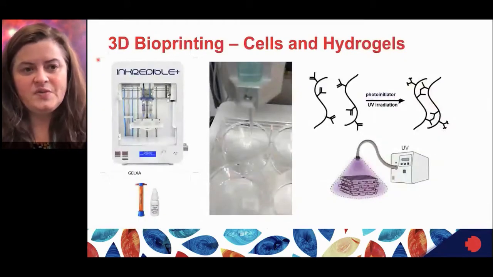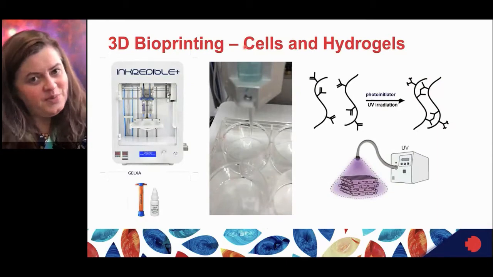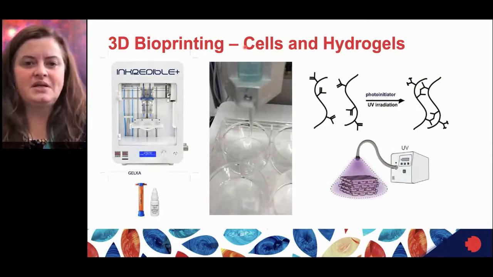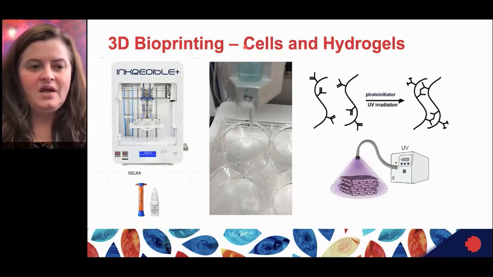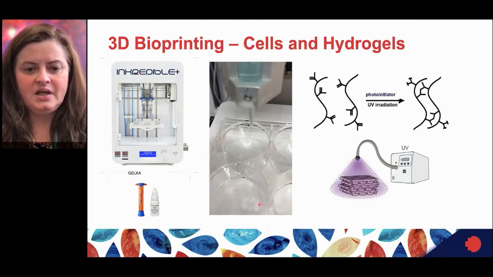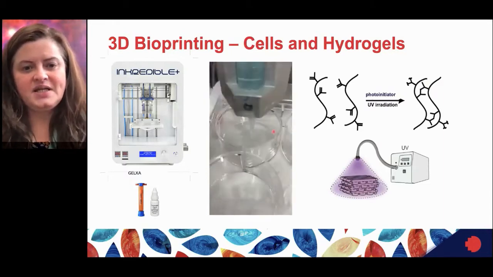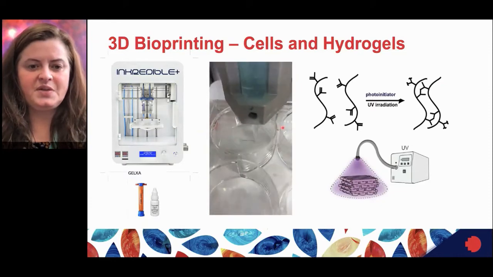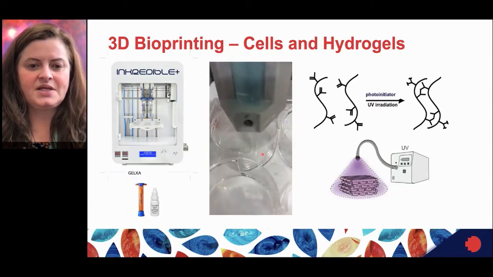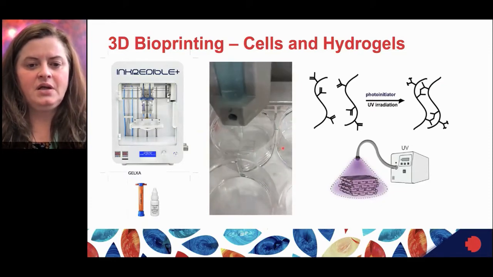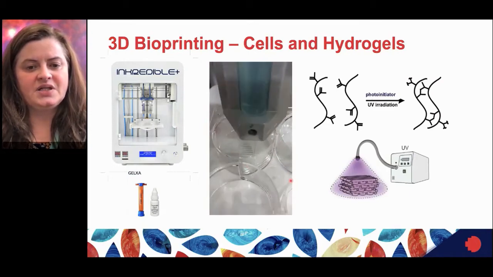So as I mentioned before, you can directly print cells using hydrogels. This is a basic printer that we've got in our lab from CellInk, and you can see here, this is just an example of what the printing process looks like. This is essentially what we call extrusion printing. It's just printing out a hydrogel that contains cells.